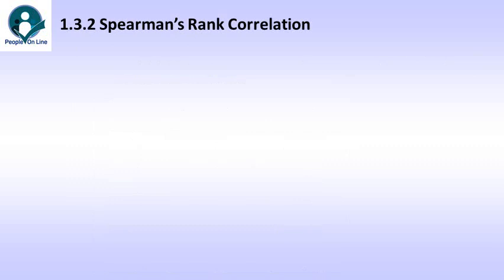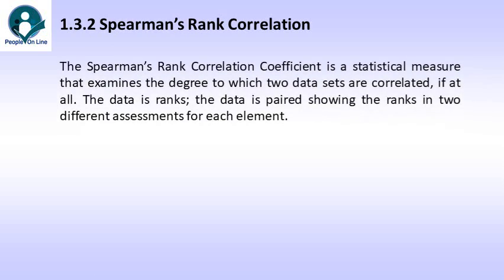Spearman's rank correlation. The Spearman's rank correlation coefficient is a statistical measure that examines the degree to which two datasets are correlated, if at all. The dataset here would comprise of ranks. The data is paired, showing the ranks in two different assessments for each element.